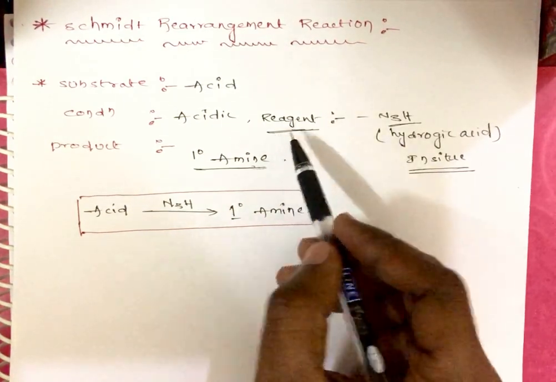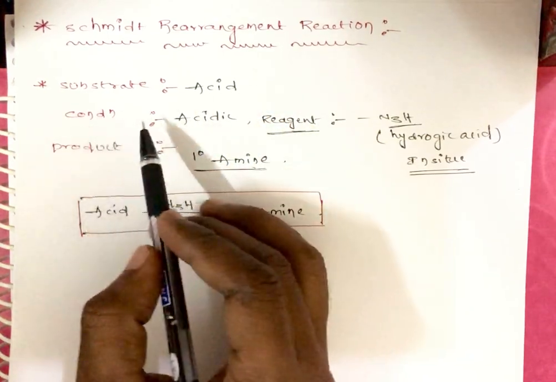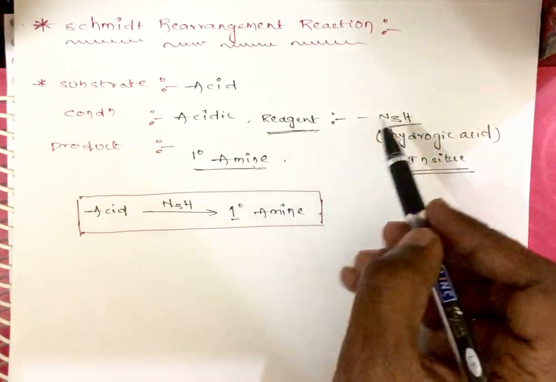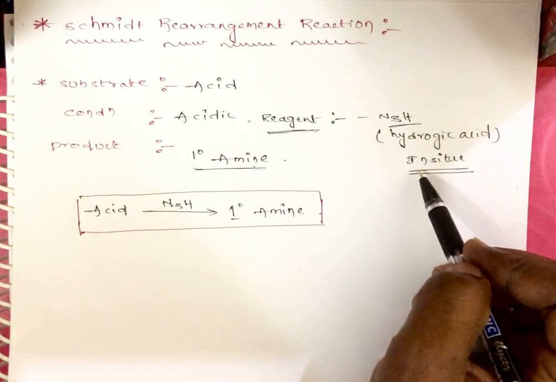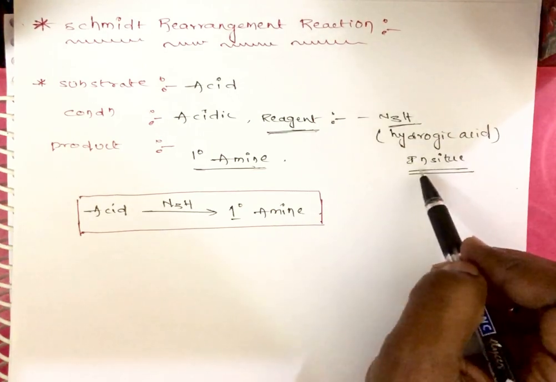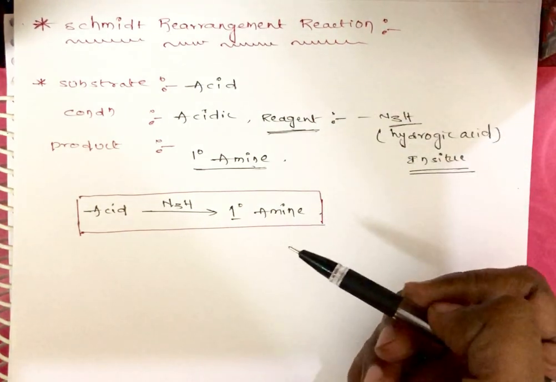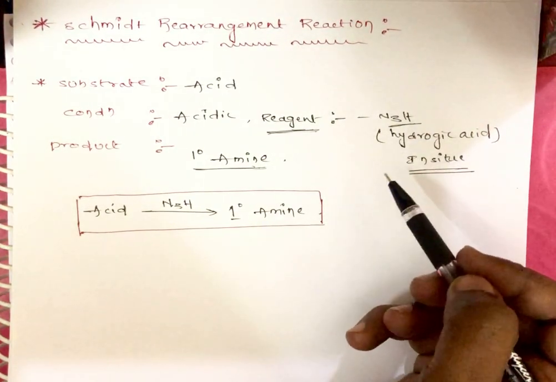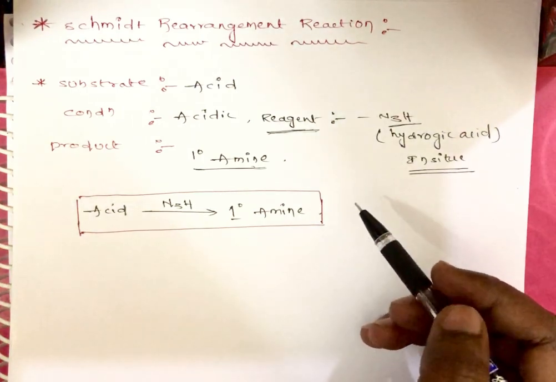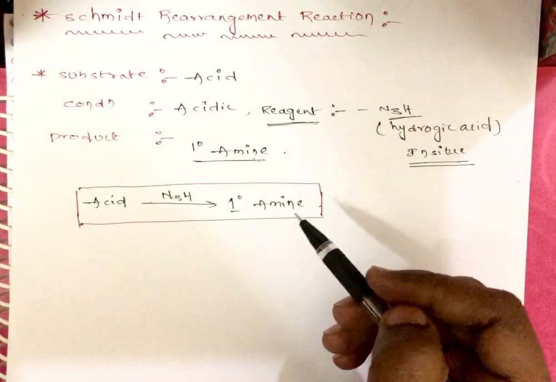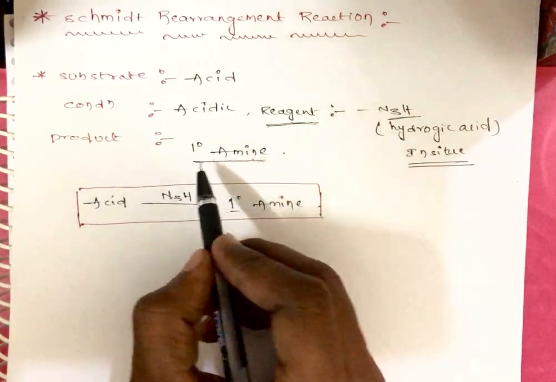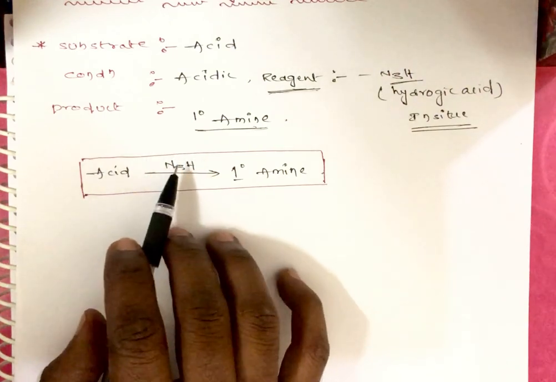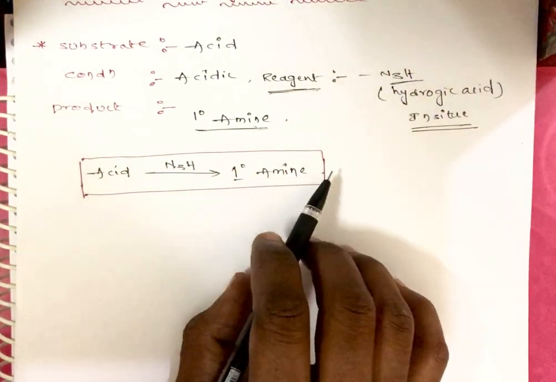Here the substrate is an acid and the condition is acidic. The reagent you should know is hydrazoic acid. Hydrazoic acid is generated in the middle of the reaction, so probably they will not give it initially. The product is a primary amine. If an acid is treated with hydrazoic acid, then we can get primary amines.